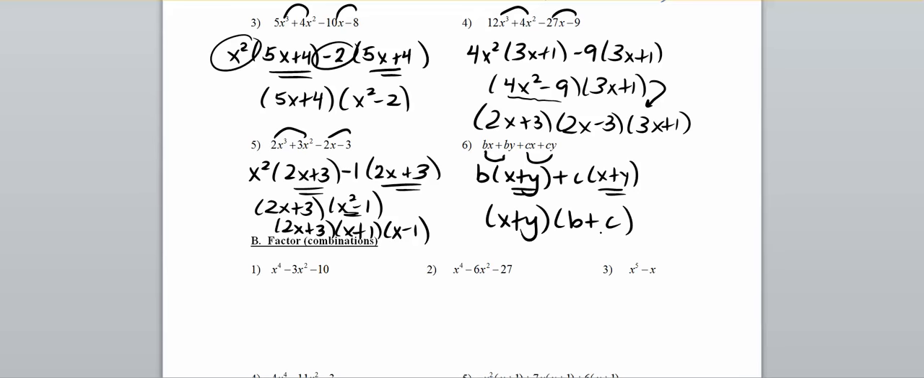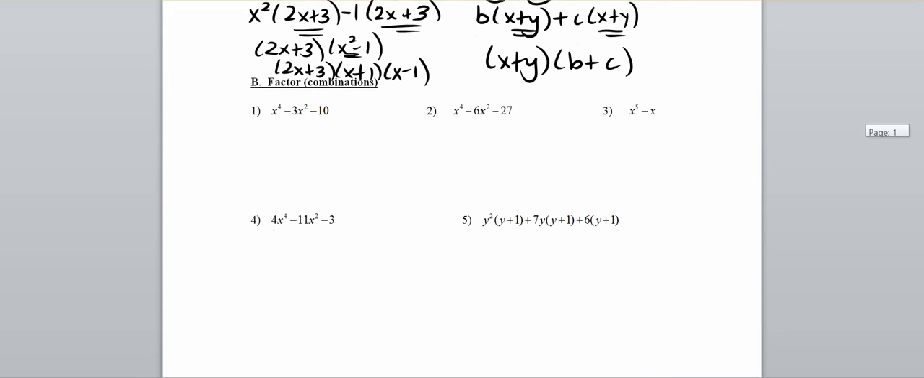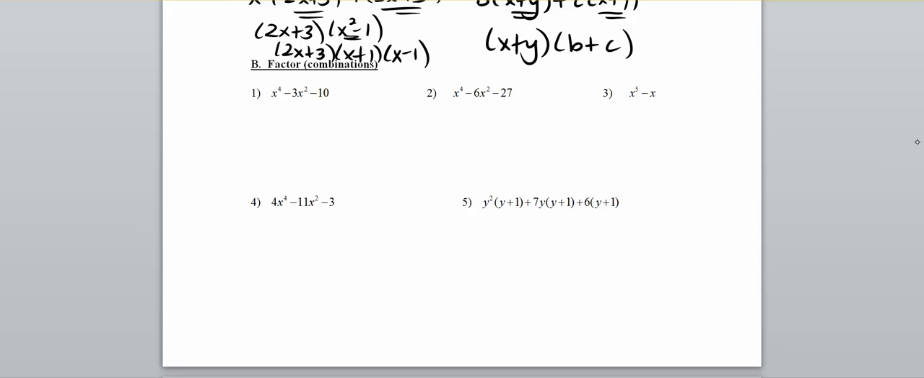All right, part B is going to be combinations of problems, meaning techniques that we've used, but they're going to be a little bit more difficult. So we're applying the knowledge we've done before with factoring, but with harder problems. So example number 1, this looks very similar to a trinomial factoring that we've done before.